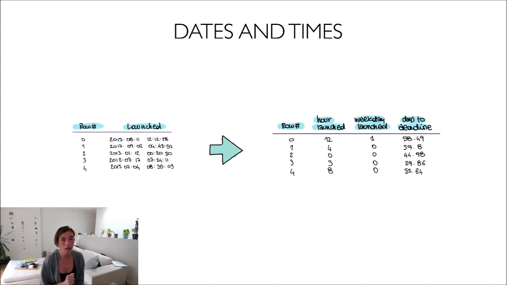So I mostly worked with the launched column and extracted the hour of the day and the day of the week the project was launched. I created a single numerical variable for the hour launched and a binary variable for whether it was launched on a weekday or not. So whether it was launched between Monday and Friday or on the weekend. And then I calculated the difference between the launch date and the deadline of the project.